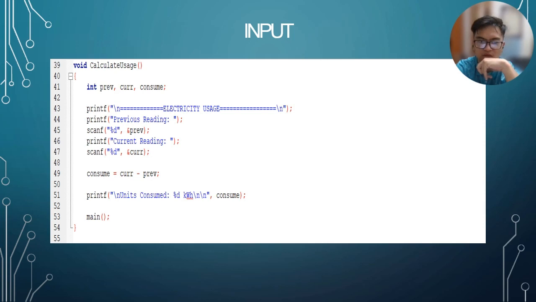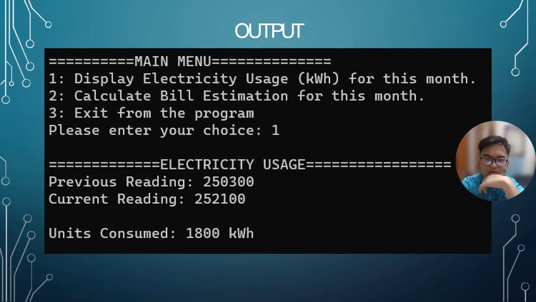Afterward, it will calculate the units consumed using the given formula: consumed is equal to current minus the previous reading. After that, the final print function will show the units consumed, or the answer. That's all. And there's a video showing how it works. And this is the output that you will get.